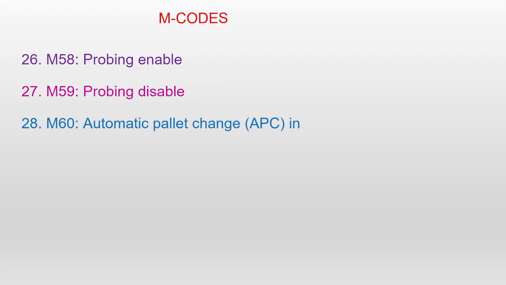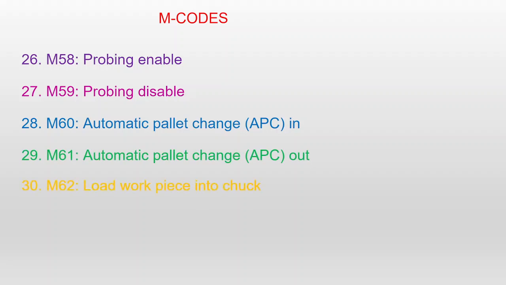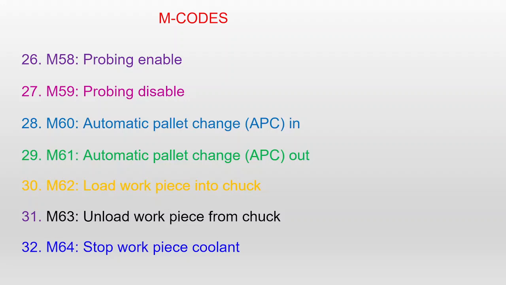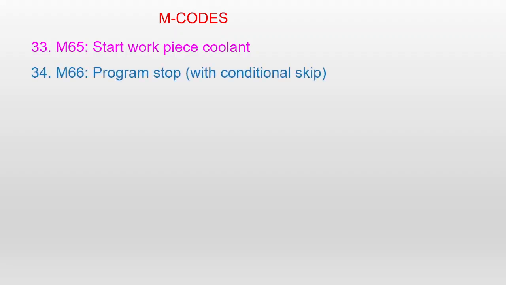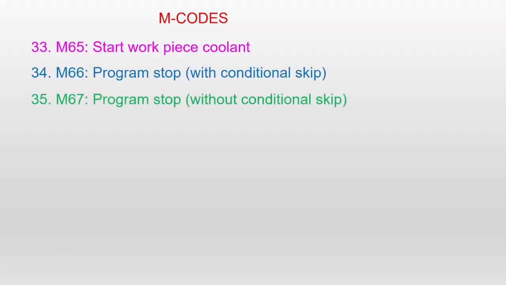M60, automatic pallet change in. M61, automatic pallet change out. M62, load workpiece into chuck. M63, unload workpiece from chuck. M64, stop workpiece coolant. M65, start workpiece coolant. M66, program stop with additional skip. M67, program stop without conditional skip.